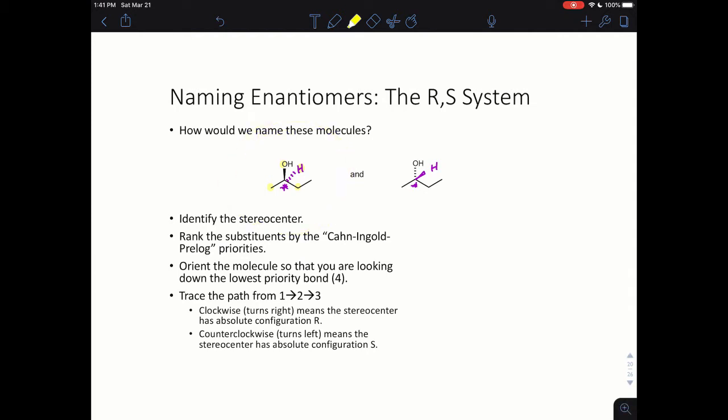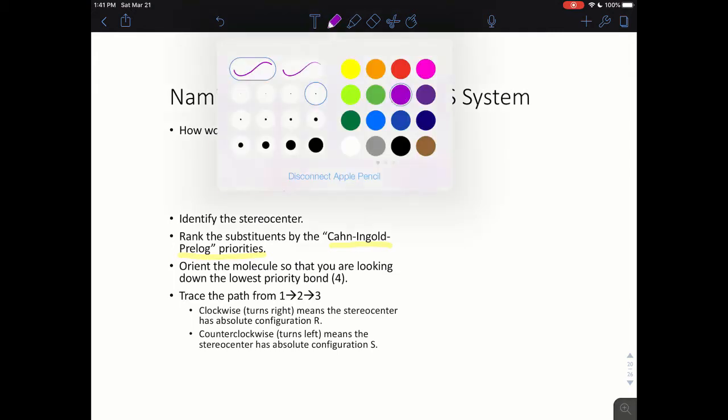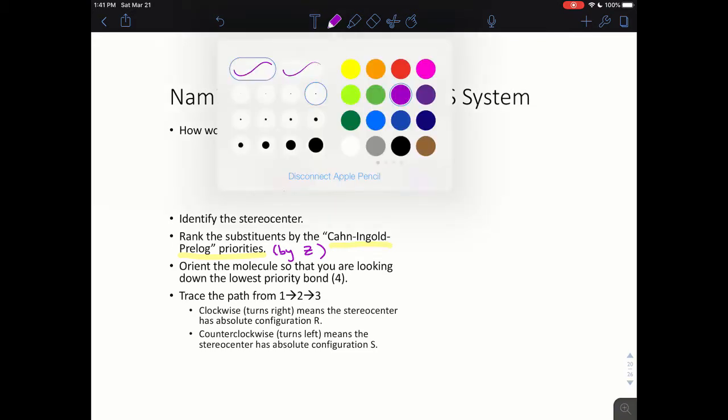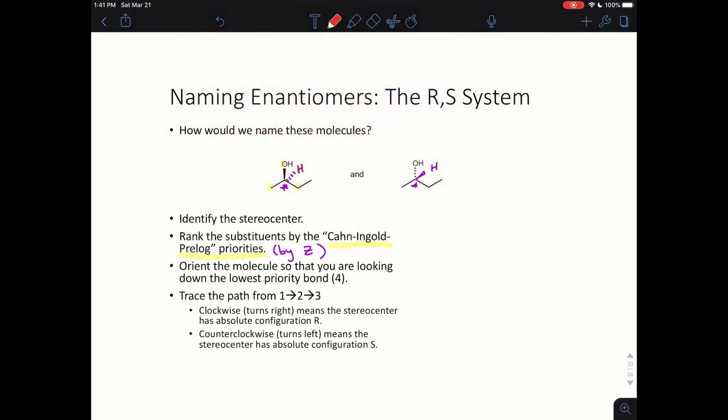Okay, now that we've done that, we're going to rank those atoms based on the Cahn-Ingold-Prelog priorities. And this basically goes by atomic number. The higher the atomic number, the higher priority. So this will mean that the hydrogen is going to be priority 4 because it has the lowest atomic number. Oxygen will be priority 1, and then the 2 carbons, they tie.